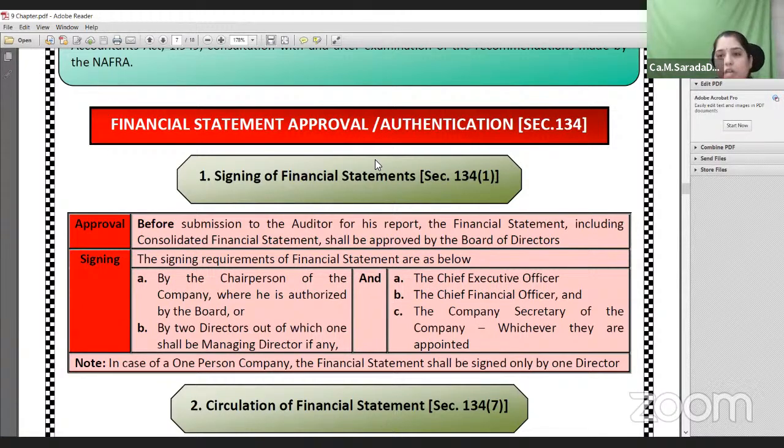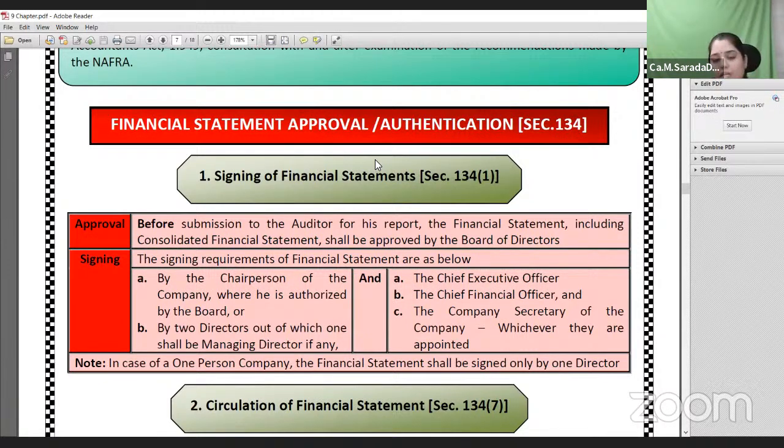Compulsory, there should be a chairman of the board, and that particular chairman will sign, or whoever is authorized by the board. And out of two directors, one person will be a managing director. Okay. So other than that, if the company is having a CEO, CFO, company secretary, if they are appointed by the company mandatorily, they should also sign. The CEO of the company has to sign, the CFO has to sign, and the company secretary if he is appointed by the company.